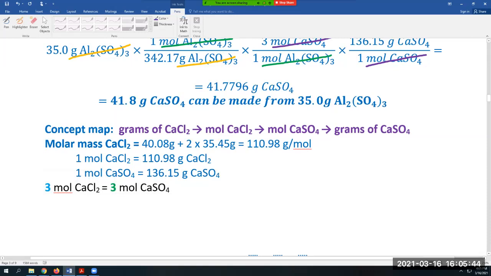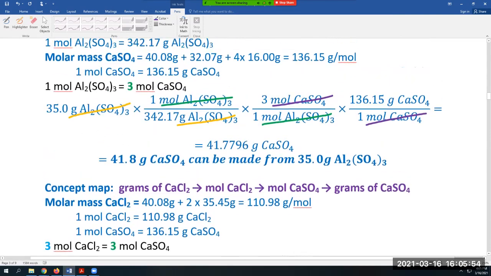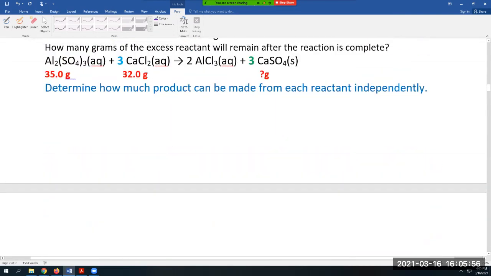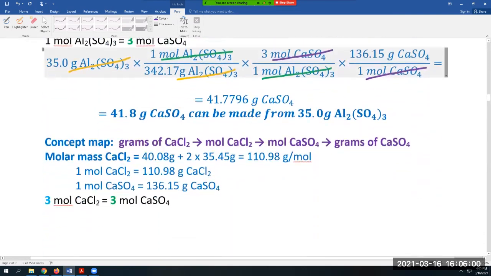So we have our 3 equalities here, so we can start the calculation, and we always start the calculation with the given amount. And here the given amount was the 32 grams of calcium chloride. So let's start that.